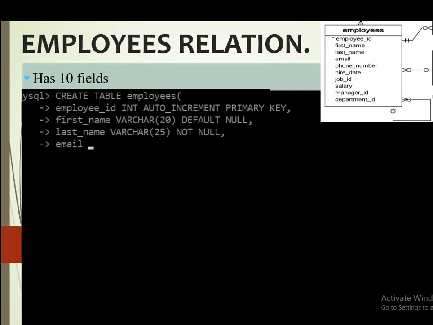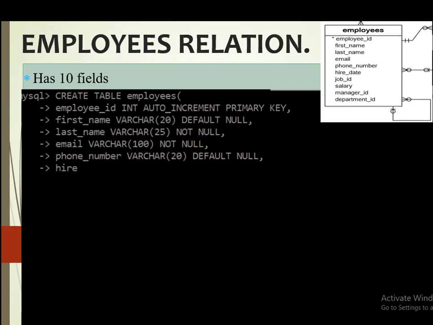Then we populate our email. It's equally going to be a varchar. And we put not null, implying it's mandatory. Then we put a phone number. It's equally going to be a varchar. Then we're going to have our hire date. So that's going to be date.